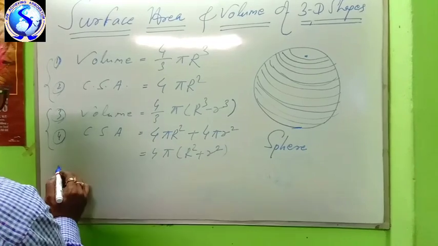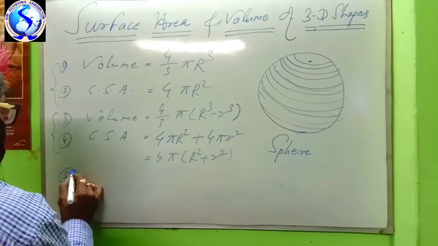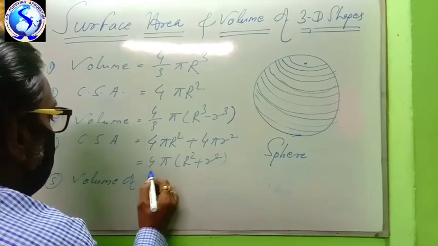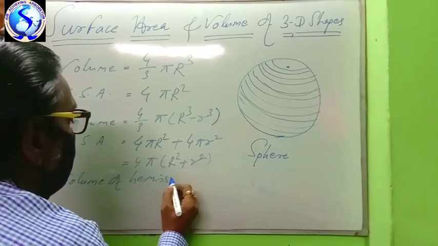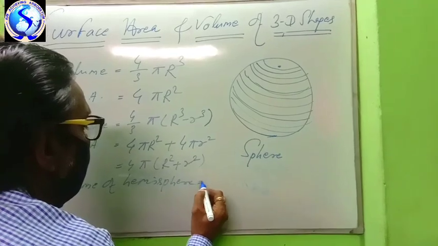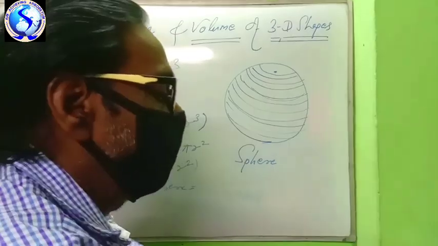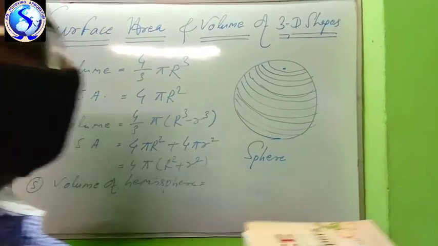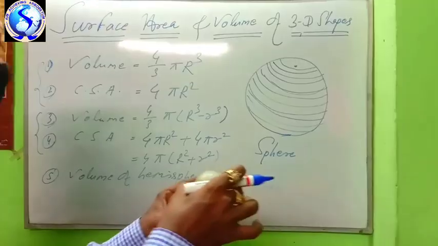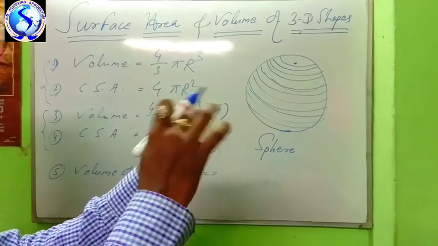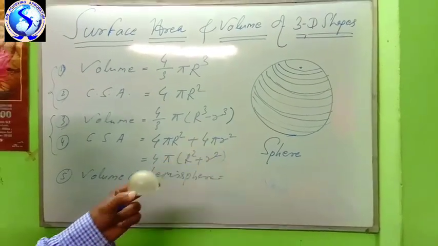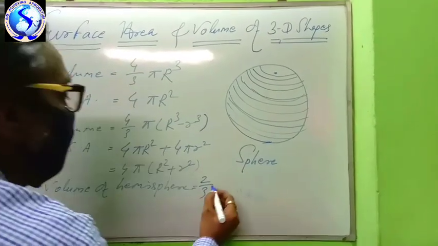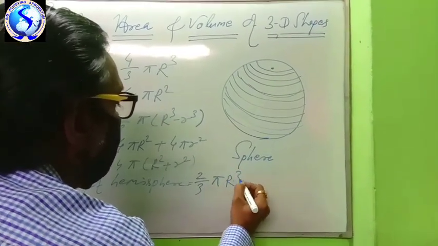But in case of hemisphere, what is the formula for volume of hemisphere? Hemisphere is half of the sphere. That is just like this hemisphere. You have to see, this is just a hemisphere, okay. This is the hemisphere. This one is plane. Volume of hemisphere is half of the volume, 2 by 3 pi r cube.